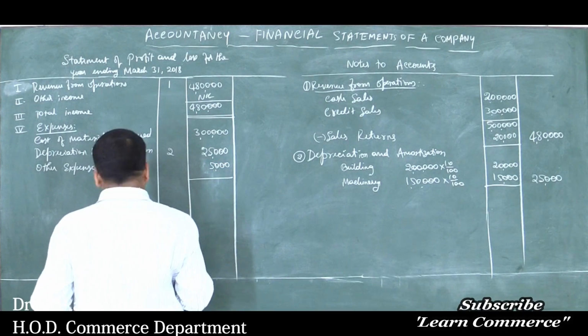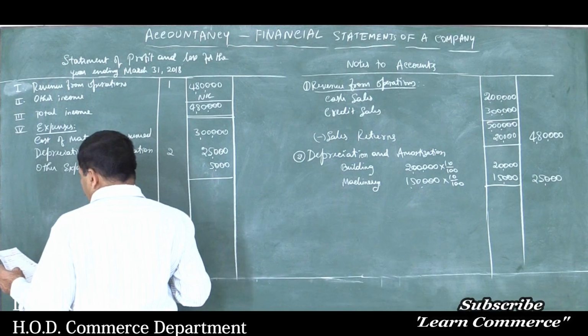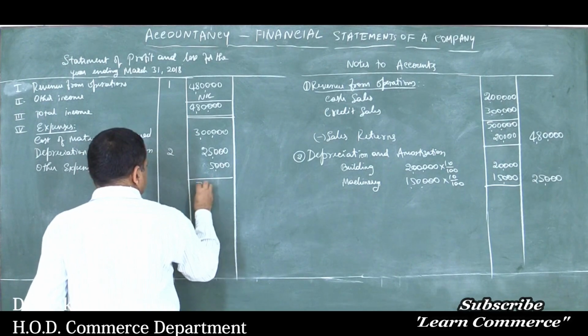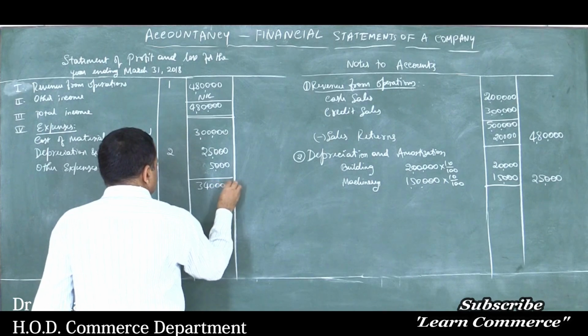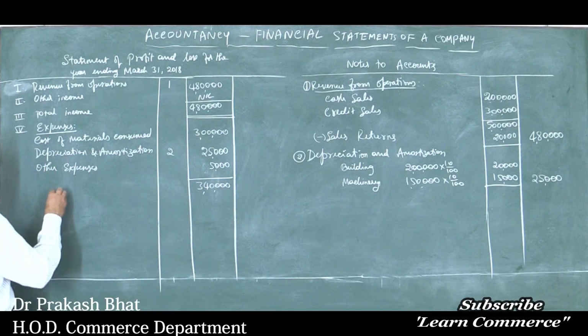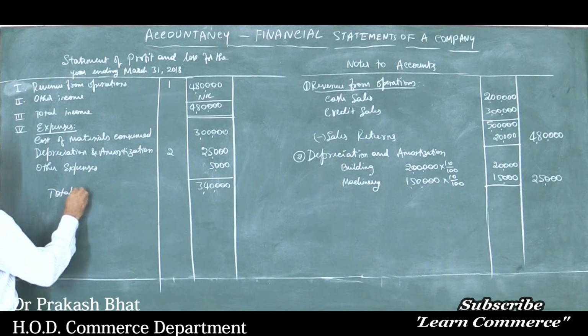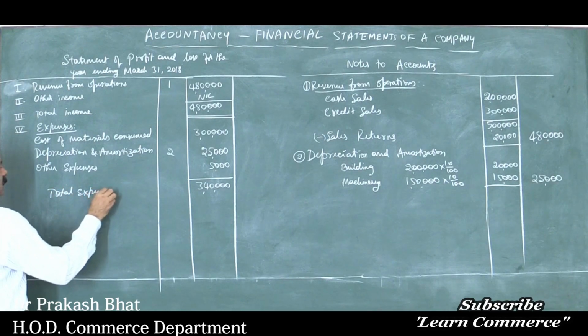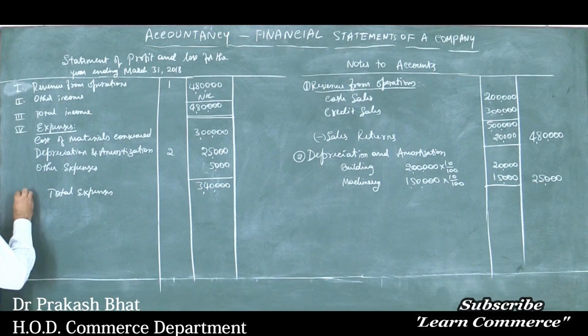So these are the total expenses. Total expenses works out to 3,40,000. That is total expenses, item 5, isn't it?